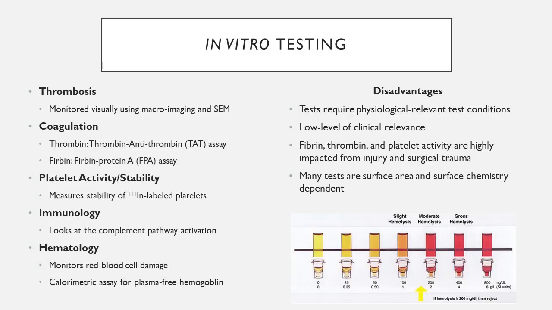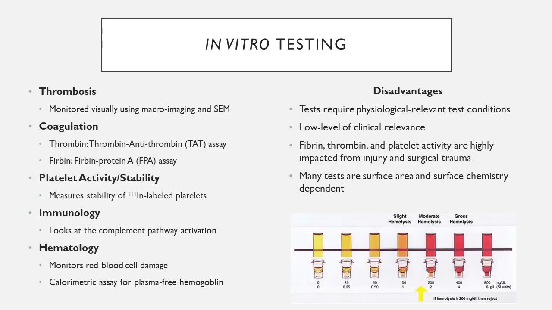The picture on the right here is a hemolysis assay, which measures the disruption of red blood cells, which gives a red coloring to the plasma solution. So a material that had poor blood compatibility that would cause red blood cell lysis would be a darker red color.